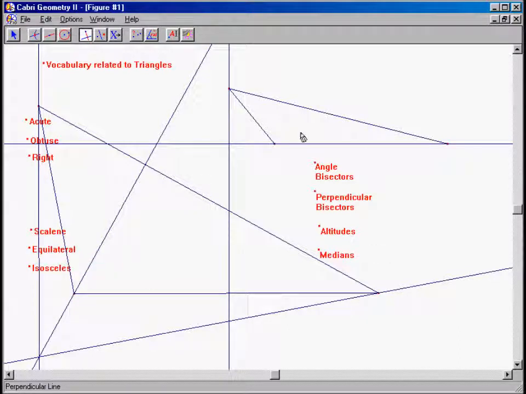We have our special constructions that have to do with triangles. Angle bisectors tell us where the incenter is. Perpendicular bisectors give us the circumcenter. Medians give us the center of gravity, and altitudes give us the height of a triangle. So later on we can find the area, which is 1/2 the base times the height.